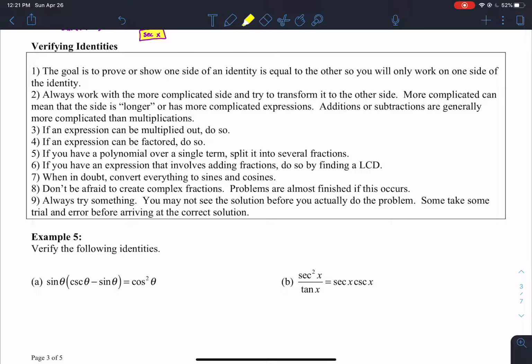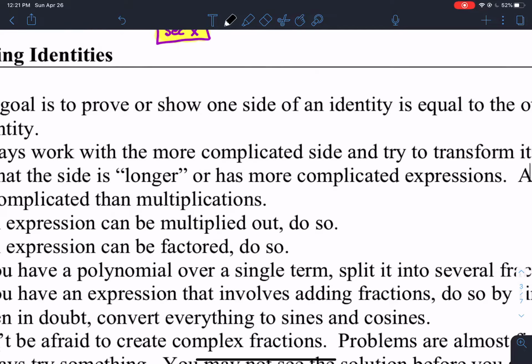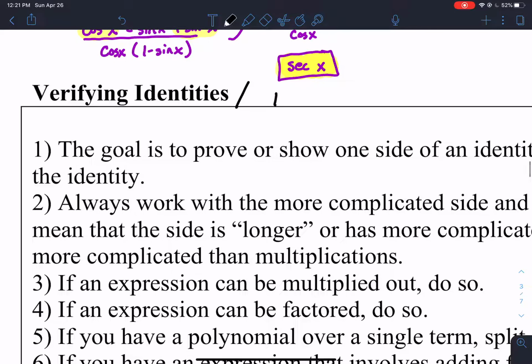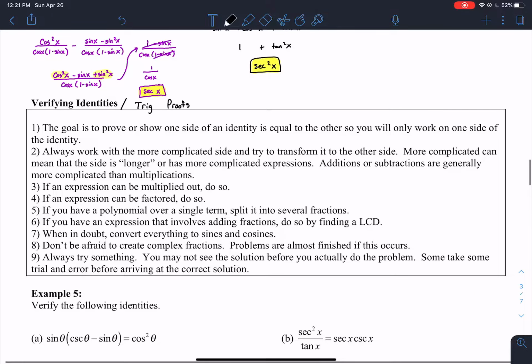Okay, guys, so this is part 2 of your identities lesson. For the first part, what we were trying to do is simplify everything so that we get one term. This next part is what's called verifying identities, or another word for it is trig proofs.